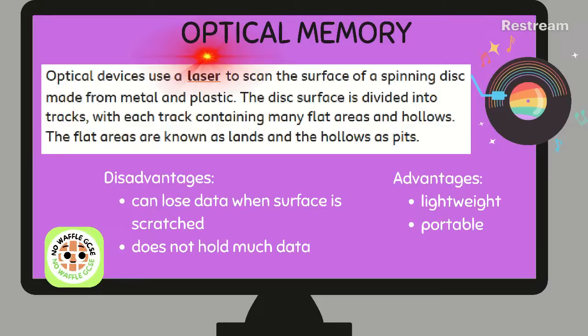Finally, optical memory. Now, optical devices use a laser to scan the surface of a spinning disk made from metal and plastic. So the disk surface is divided into different tracks, and each track contains flat areas and also hollow areas, so pits and lands, and they are read as either ones or zeros in binary.